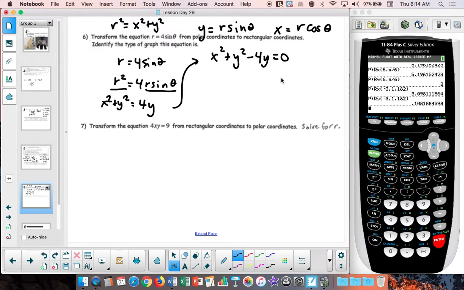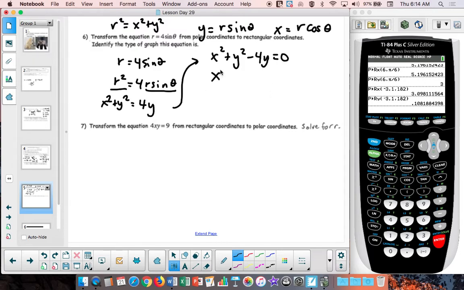So from here, we have to complete the square. X squared is already completed, but y squared minus 4y isn't. If you remember, completing the square means you have to take half of your linear variable, and square that, and then add that to both sides.